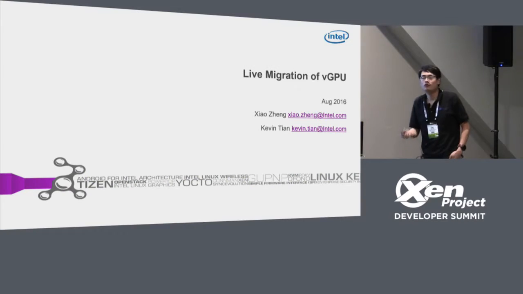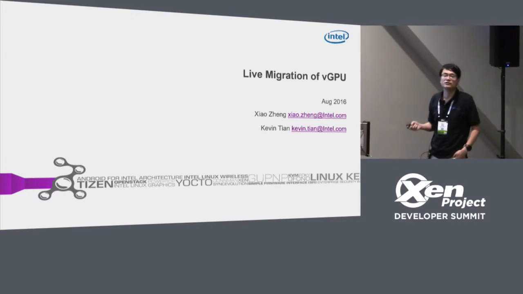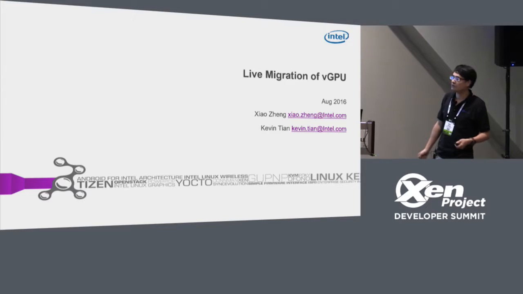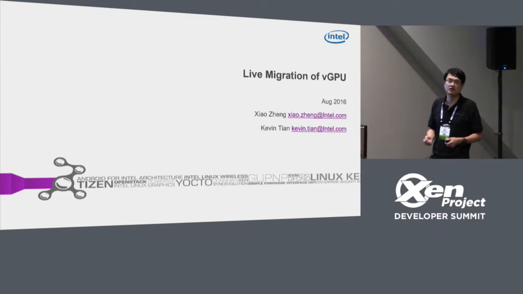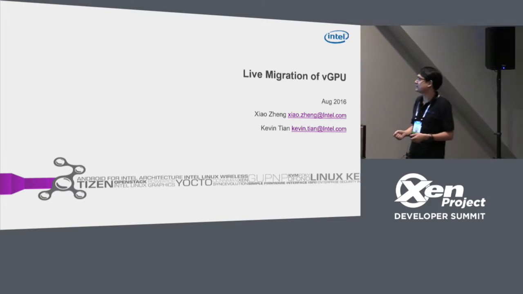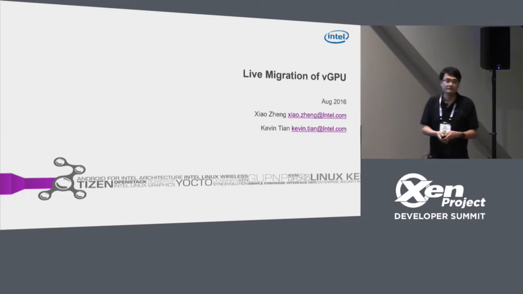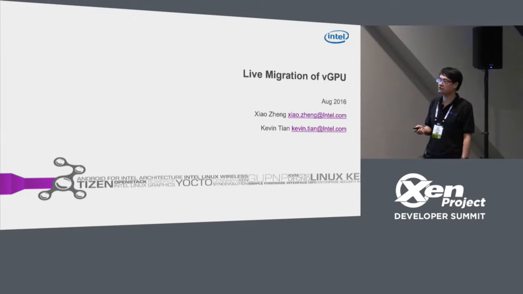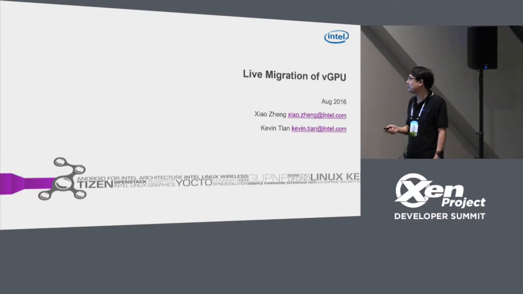In the following hours, there are two sessions regarding XenGT. XenGT is a graphics virtualization technology, useful on Intel graphics processors. The first session is live migration support for vGPU.